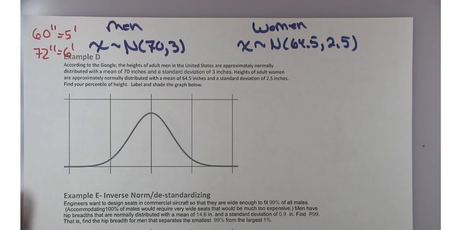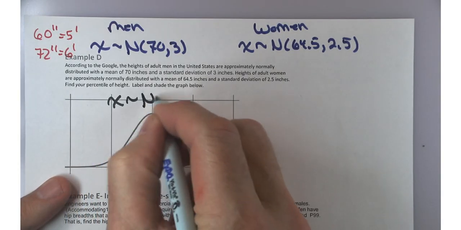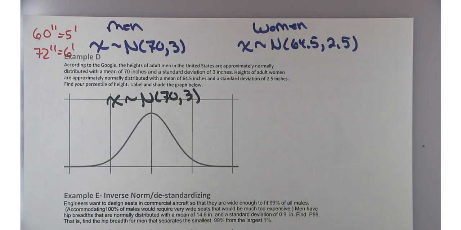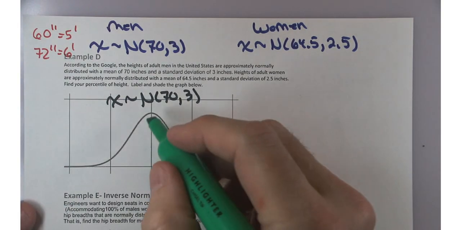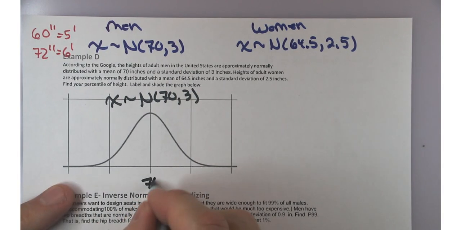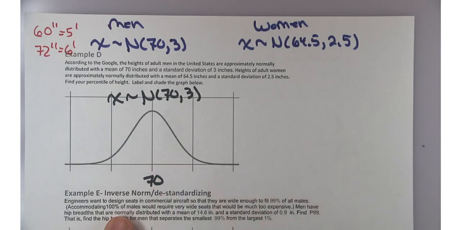So I'll be doing that for myself, which is going to be here. X is distributed normally with a mean of 70, a standard deviation of 3. You might also want to do yourself a little bit of a favor. What's this line going to get labeled with? The mean. Thank you. Perfect. So that's going to be a 70. So that if you're above a 70, you're going to be above the which percentile? Above the 50th. If you're below 70, you're going to be below the 50th. But find out what percentile your height is in.